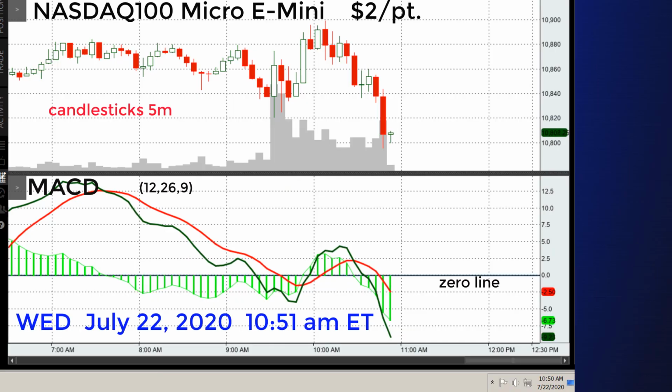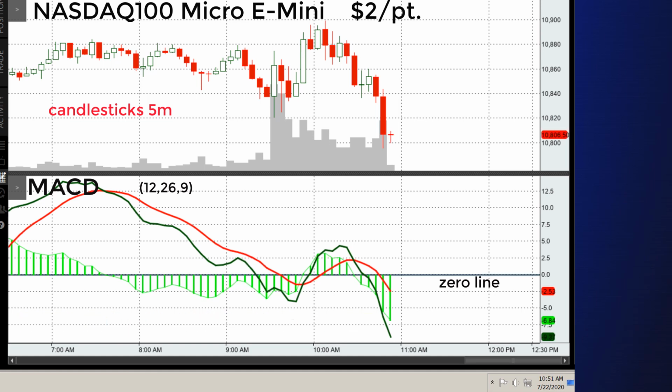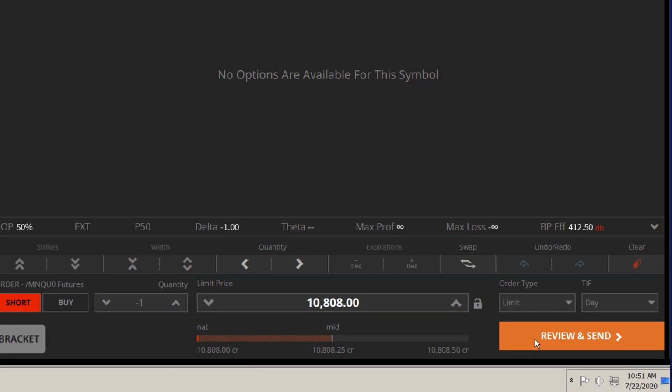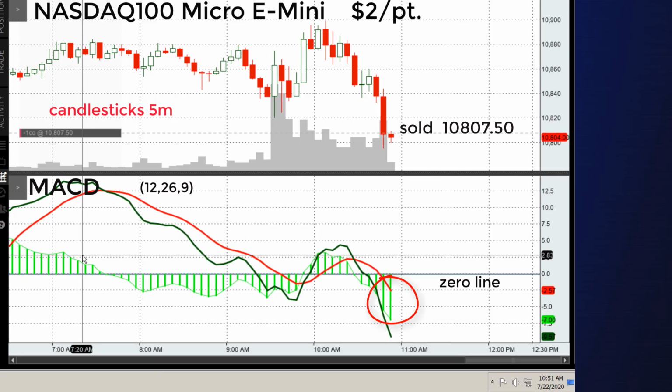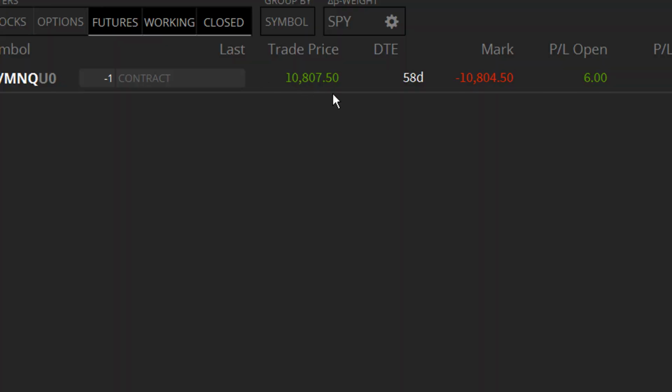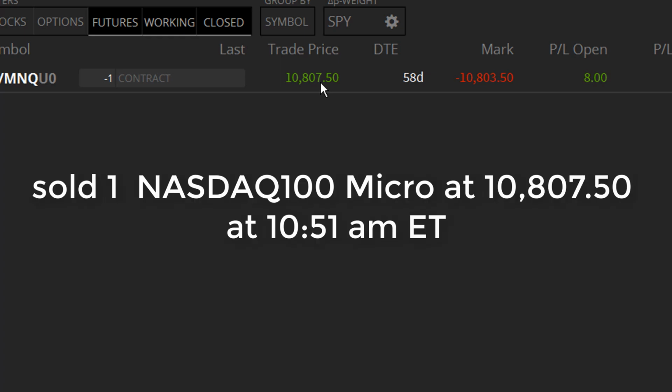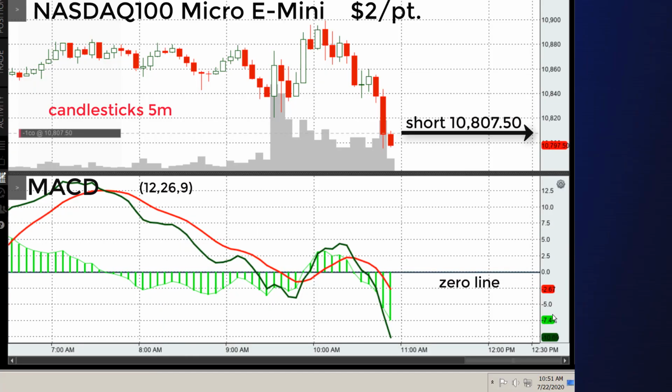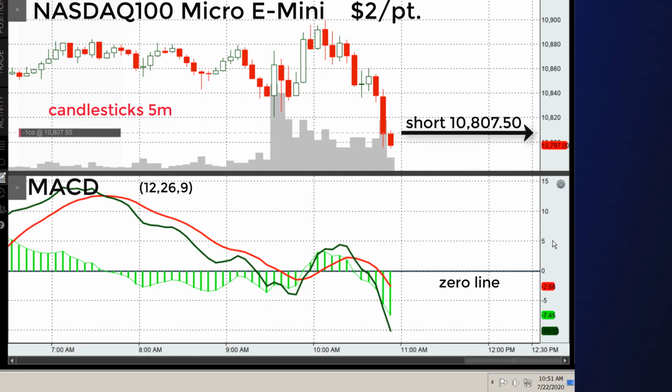Okay, I've got a trade going here. It's a NASDAQ 100 micro emini, $2 a point, candlesticks, 5 minutes, MACD, normal setup. And you see I've got the green line below the red line and both below the zero line. I sold this contract at $10,807.50, and it's up about $6 or $7 right away, so no drawdown there. And the time is 10:51.